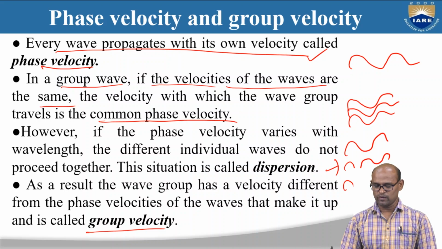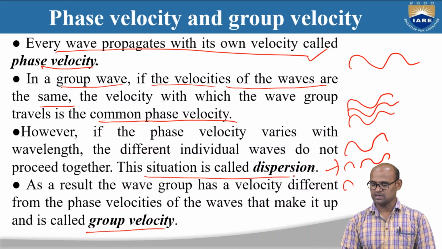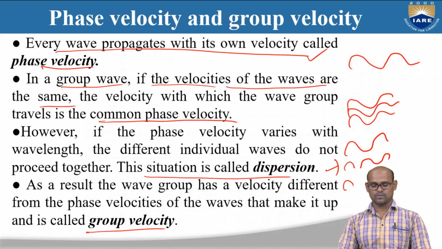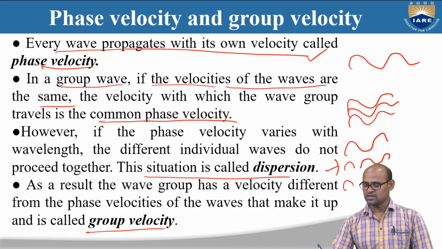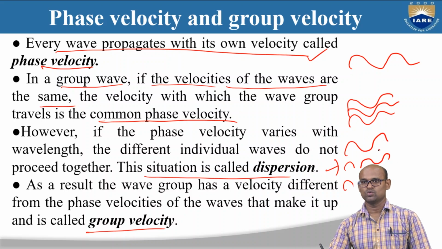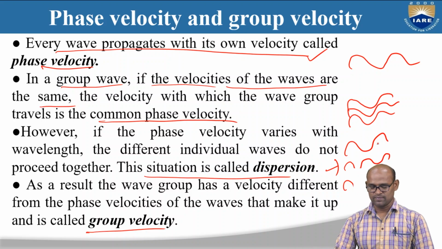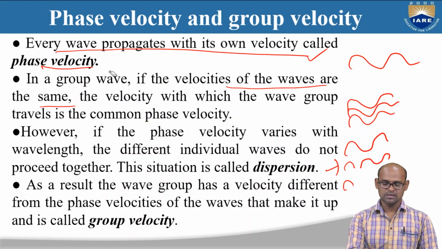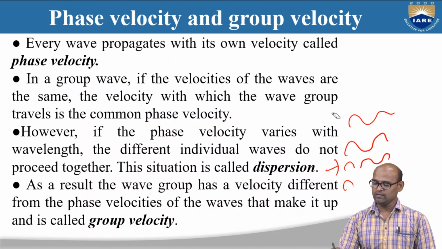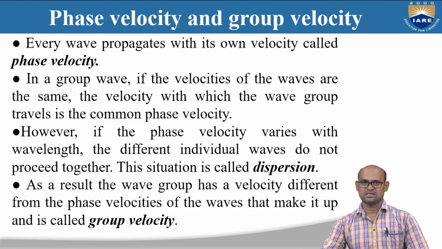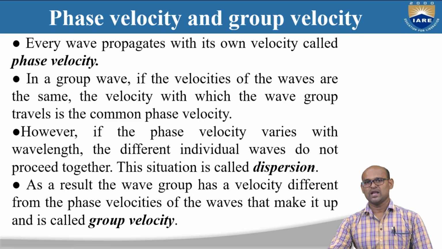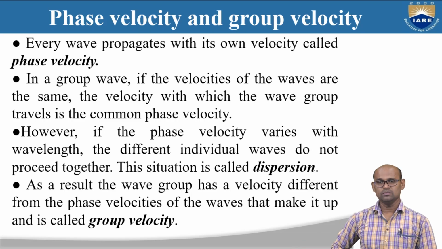When we have a group velocity, the situation is called dispersion because each wave has its own velocity. The phase velocity varies with wavelength. The different individual waves do not proceed together, and this situation is called dispersion. As a result, the wave group has a velocity different from the phase velocities of the waves, and that is called the group velocity. So phase velocity is the velocity of a single wave. Common phase velocity is the velocity of a wave group where all the waves have the same velocity. And a group velocity is also the velocity of a wave group where each wave has its own velocity.